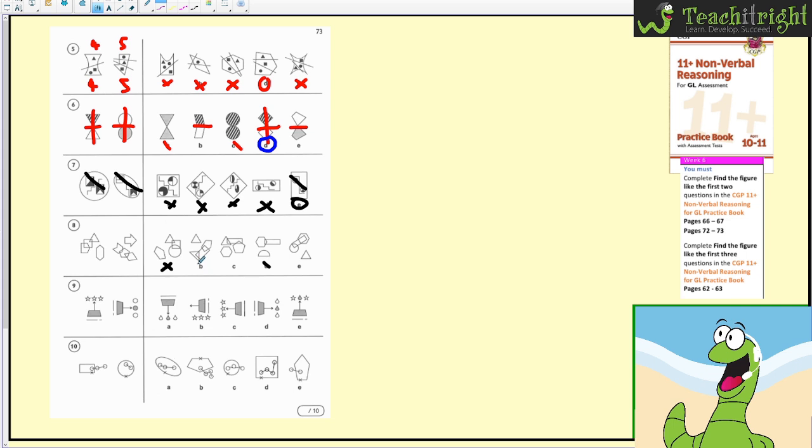Then we've got 3, 4, 5. So B's looking not unreasonable. 3, 4, 1, 2, 3, 4, 5. Yeah. C's got 3, 4, 5 as well. E's got 1, 4, 6, so it's not E.